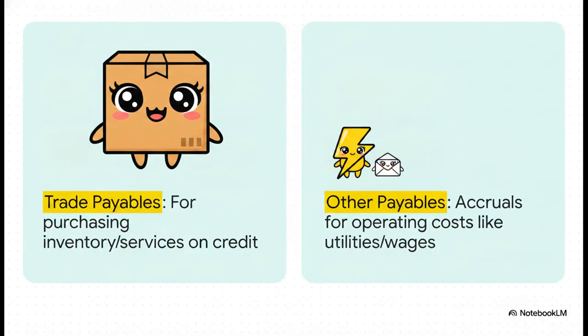But we do need to separate these into two distinct buckets: trade payables and other payables. The main difference is actually super simple. Trade payables are strictly for your core business purchases, like buying inventory from your suppliers on credit. On the flip side, other payables, which are often called accruals, cover your incurred operational expenses that you haven't paid yet. Think of things like your unpaid electric bill, pending employee bonuses, or wages.